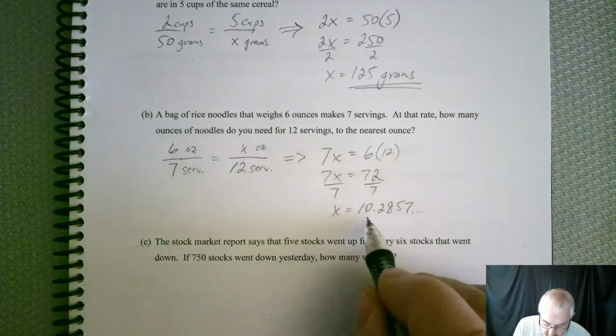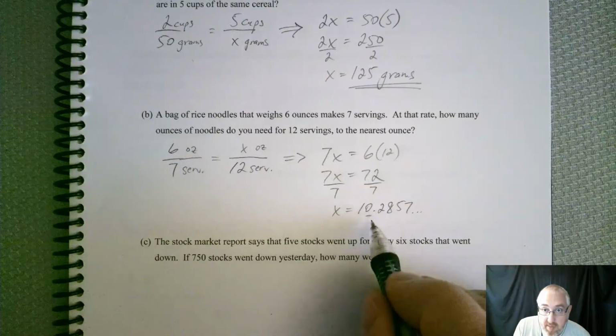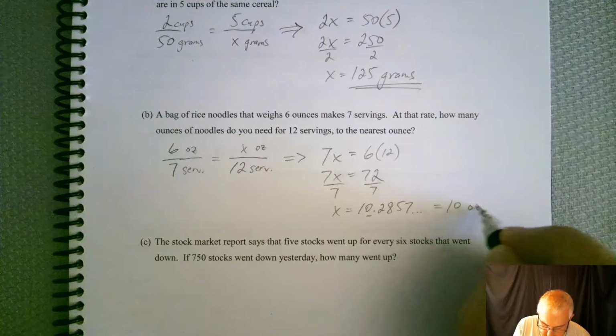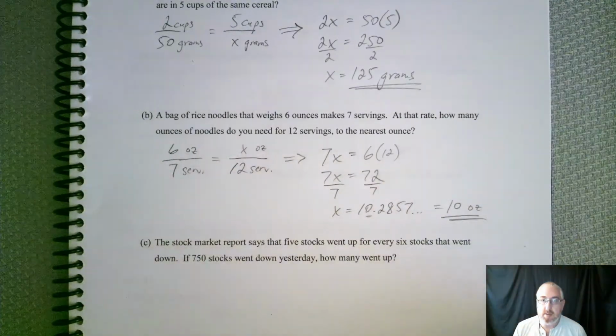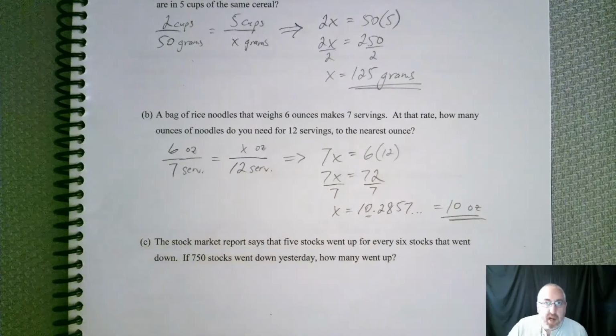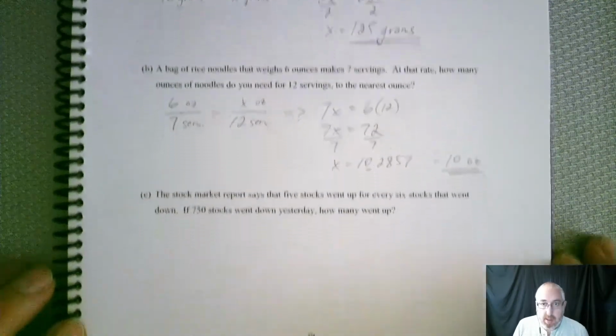Yeah. So we're going to look at the 2. The 2 tells us to leave that 0 alone, so we're going to round that to 10. So 10 ounces of rice noodles is what we're going to need for 12 servings. A little bit more if you want to put a dash in there, but okay, let's try the next one.